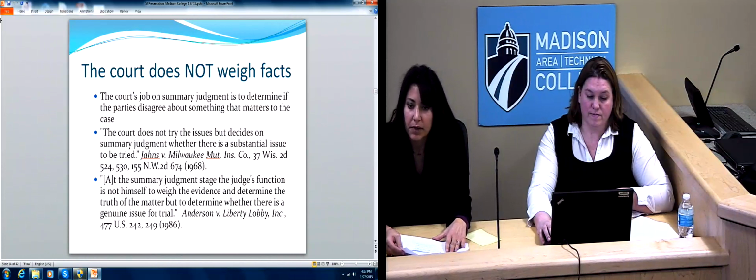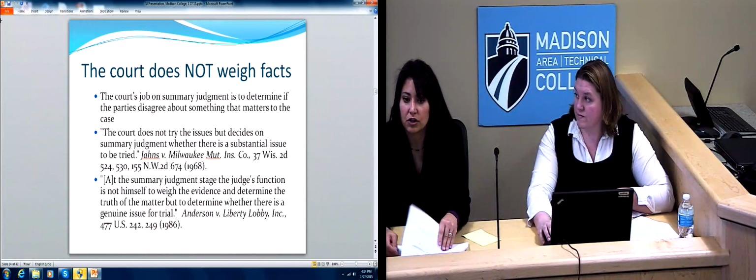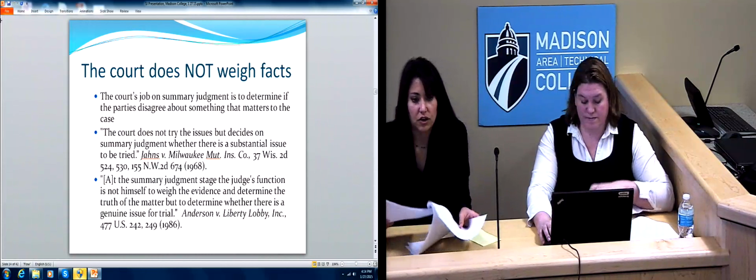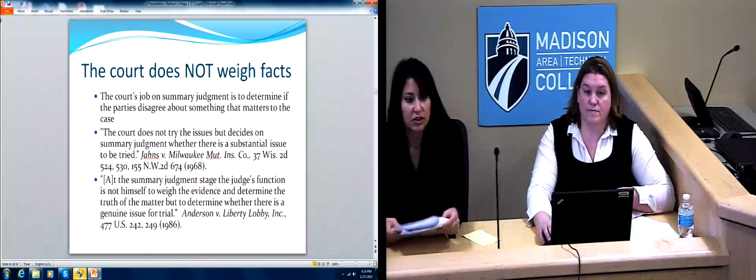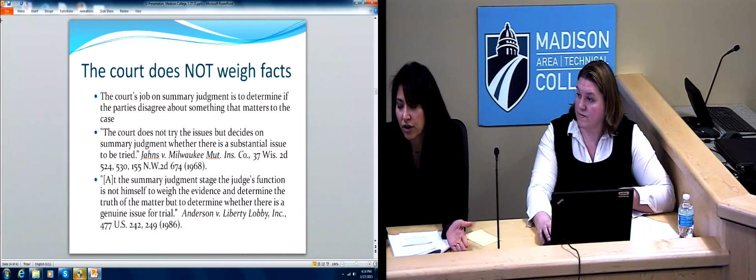Anderson v. Liberty Lobby is one of the quintessential federal cases discussing summary judgment. That case says at the summary judgment stage, the judge's function is not himself to weigh evidence and determine the truth of the matter, but to determine whether there is a genuine issue for trial. So again, the judge looks at the facts, looks at the law, and says, is there a dispute that matters? If this case goes to a trial, is there anything for the jury to do?